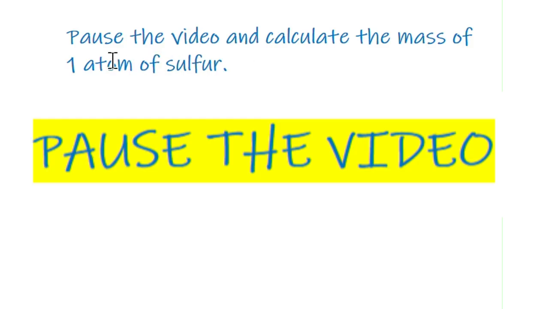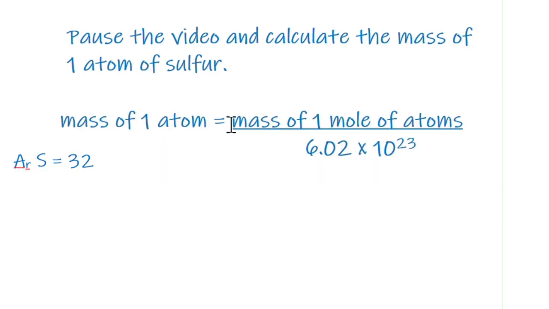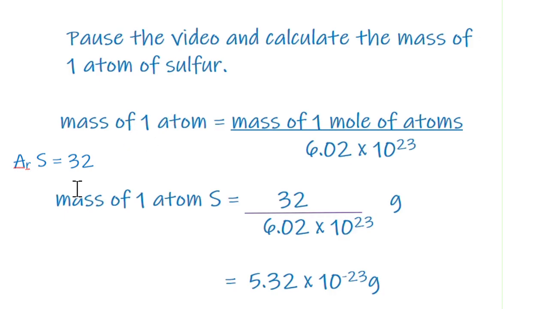So here's one for you to do. Pause the video and calculate the mass of 1 atom of sulfur. Remember the formula: the mass of one atom is the mass of 1 mole of atoms divided by 6.02 times 10 to the 23. The AR of sulfur is 32, so the mass of one atom of sulfur is going to be 32 divided by 6.02 times 10 to the 23. Evaluate that and you get 5.32 times 10 to the minus 23. So that's the mass of one atom of sulfur.